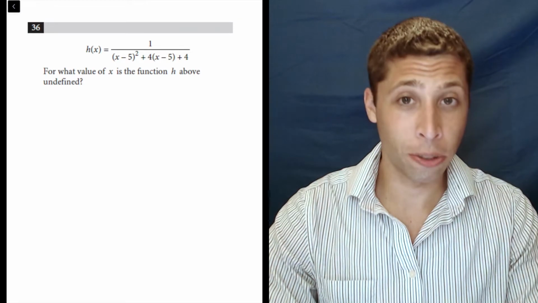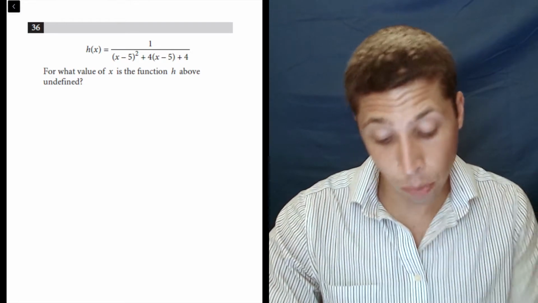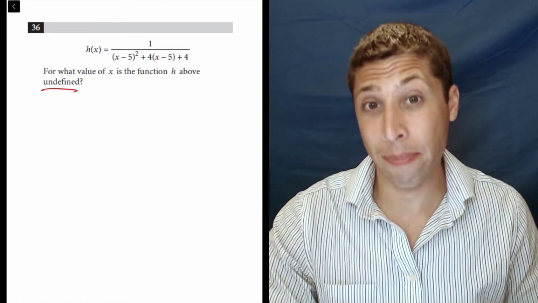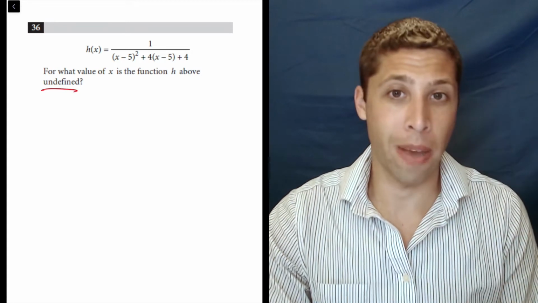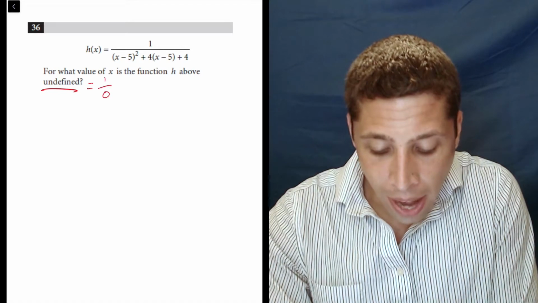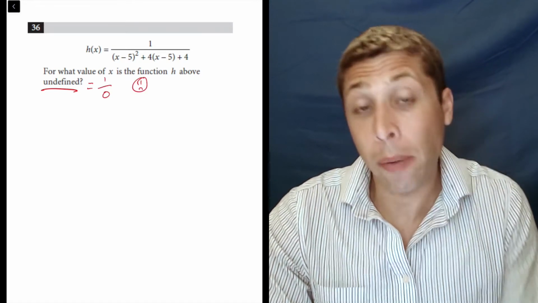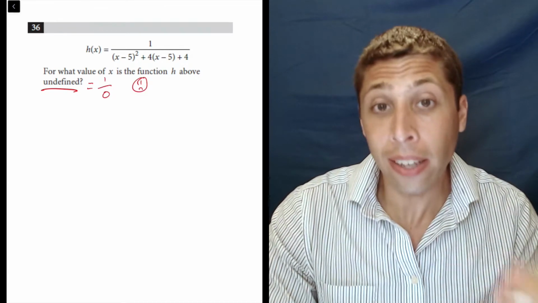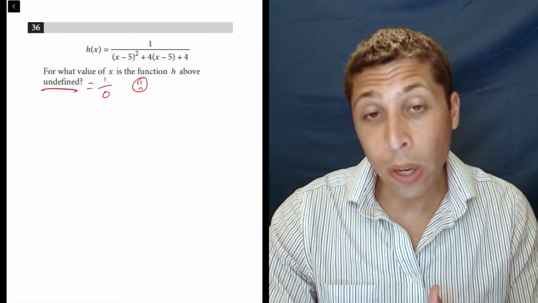This question does require us to memorize something. We need to know what this word undefined means. It's very important in math, so you should know it. Basically, remember, we cannot divide by 0. That's very bad. And so something is undefined when we would be dividing by 0.